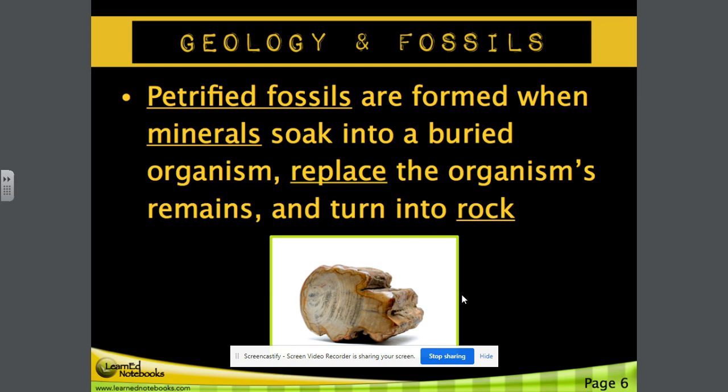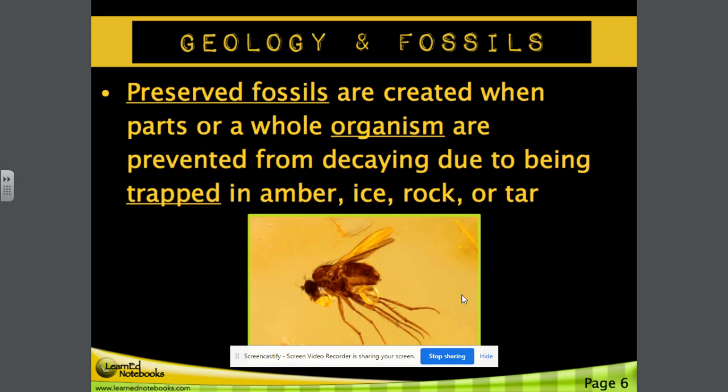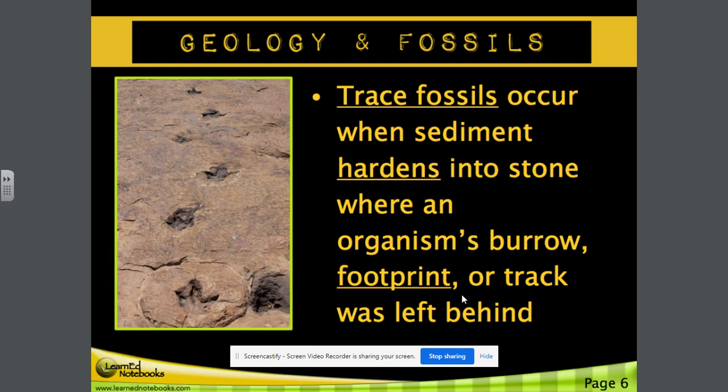The next type are petrified fossils, which are formed when minerals soak into a buried organism. They replace the organism's remains and turn into rock. Next, preserved fossils. They are created when parts or a whole organism are prevented from decaying due to being trapped in amber, ice, rock, or tar. Trace fossils occur when sediment hardens into stone, where an organism's burrow, footprint, or track was left behind.